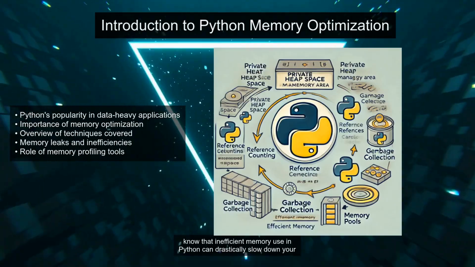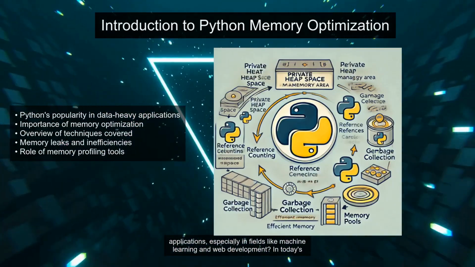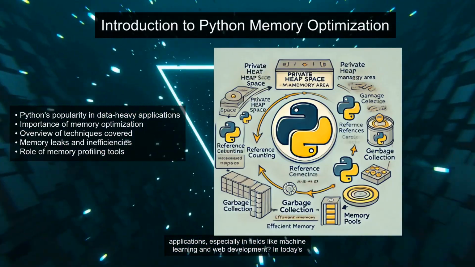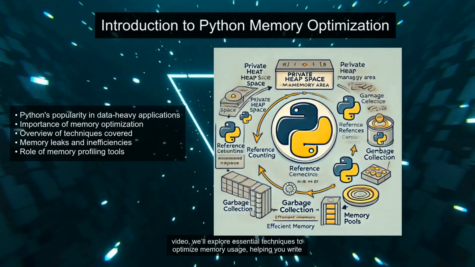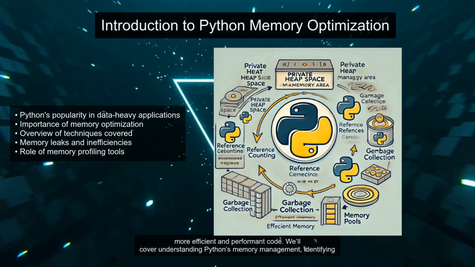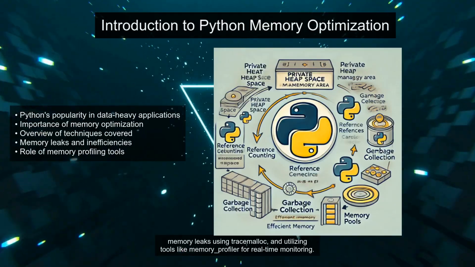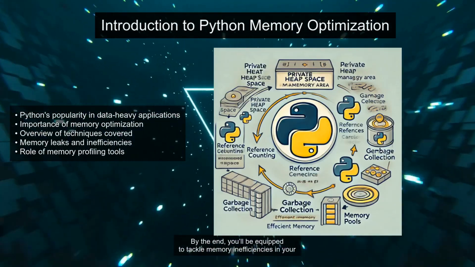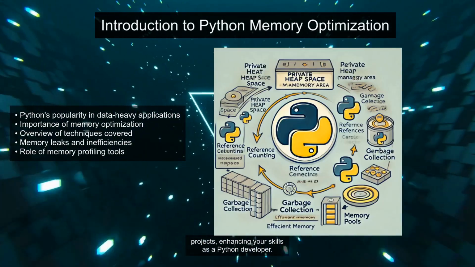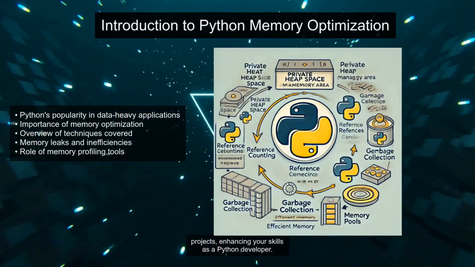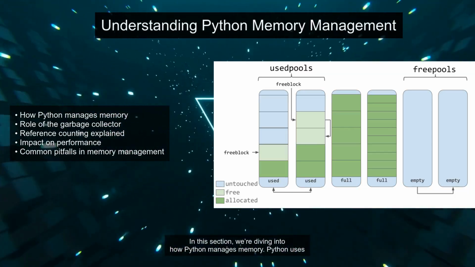Did you know that inefficient memory use in Python can drastically slow down your applications, especially in fields like machine learning and web development? In today's video, we'll explore essential techniques to optimize memory usage, helping you write more efficient and performant code. We'll cover understanding Python's memory management, identifying memory leaks using tracemalloc, and utilizing tools like memory_profiler for real-time monitoring. By the end, you'll be equipped to tackle memory inefficiencies in your projects, enhancing your skills as a Python developer.